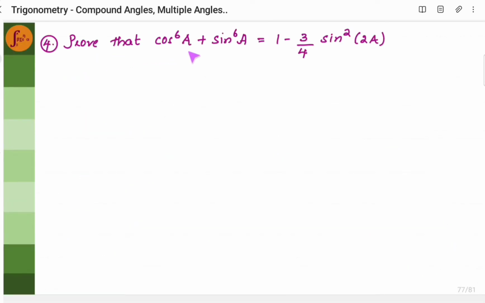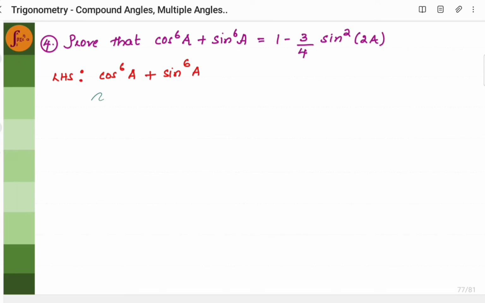Now let's take another example where we have to prove that cos to the power 6A plus sin to the power 6A is equal to 1 minus 3 by 4 sine square of 2A. Now what do we do? So let's take the LHS first. LHS is cos to the power 6A plus sine to the power 6A.